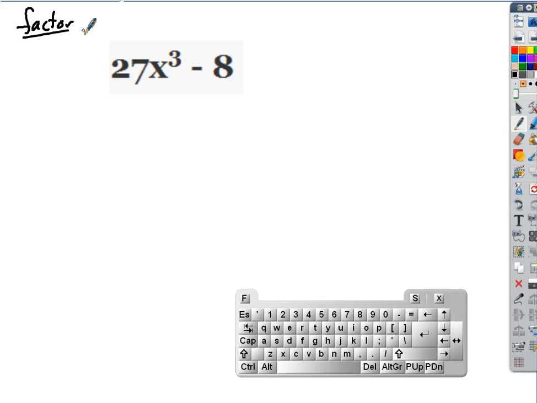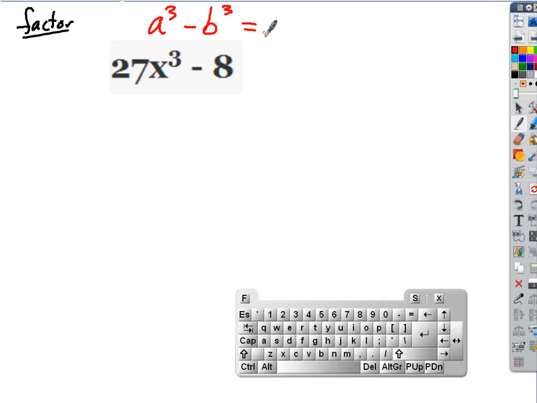Okay, what is that pattern? We've got to remember what that pattern is. A minus B, then A squared plus AB plus B squared. No, always plus. The last one's always plus. So there it is.